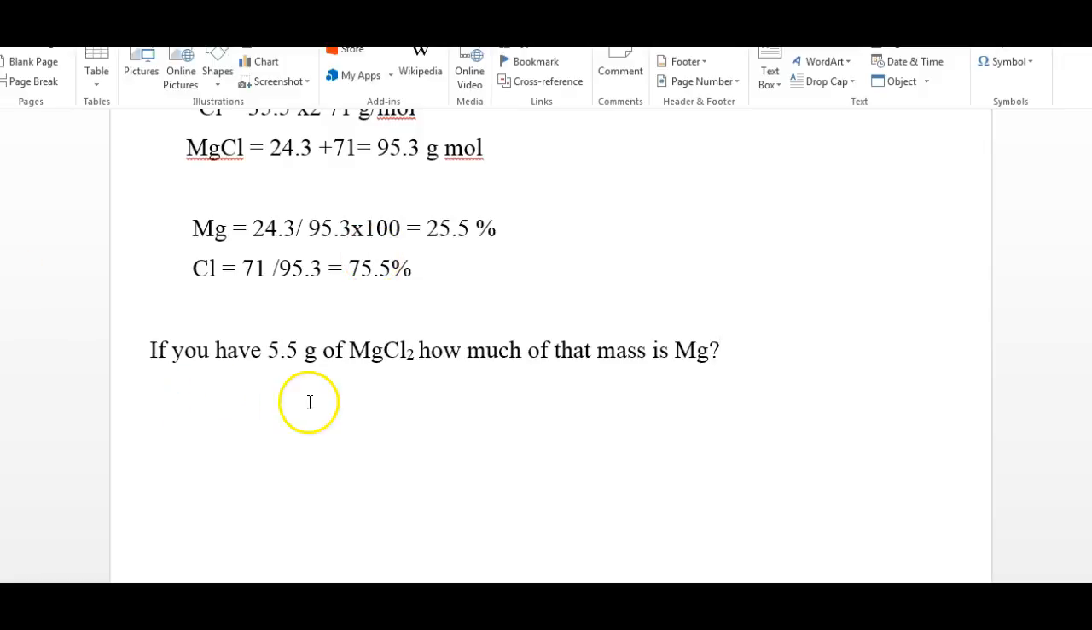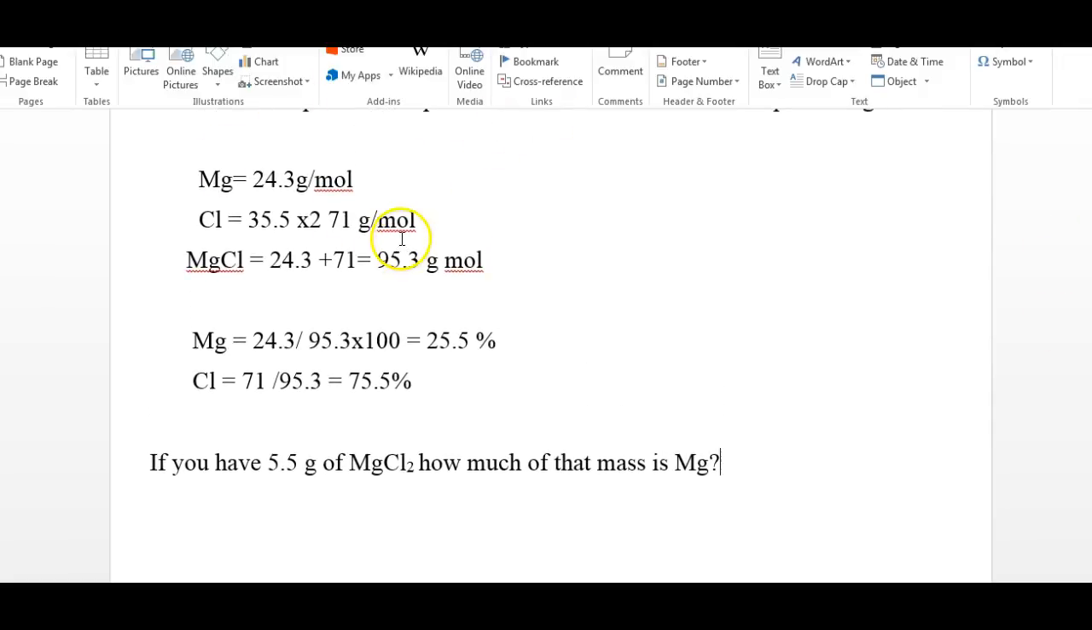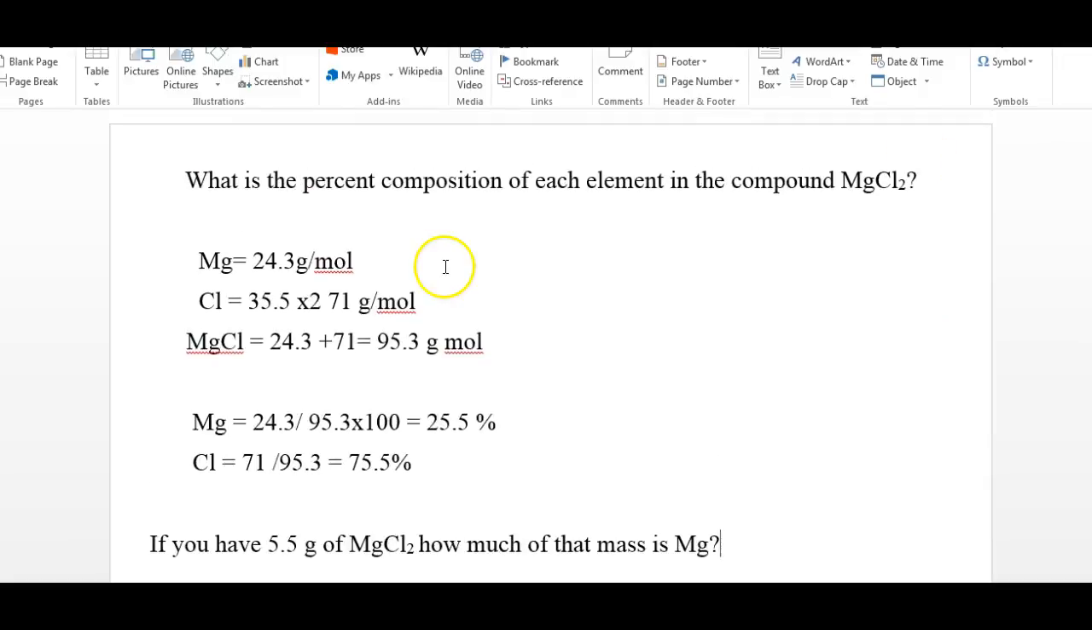It says if we have 5.5 grams of magnesium chloride, how much of that mass is magnesium? This one we've already kind of done the first process of percent composition. If you didn't do this yet, you just go through the process where you figure out the percent composition for each element, and here we did that. We figure out how much is magnesium, how much is chlorine, the total is whatever magnesium and chlorine is, and we figured that out, 95.3, and then we divide each of the single masses of the elements and we figure out percents.